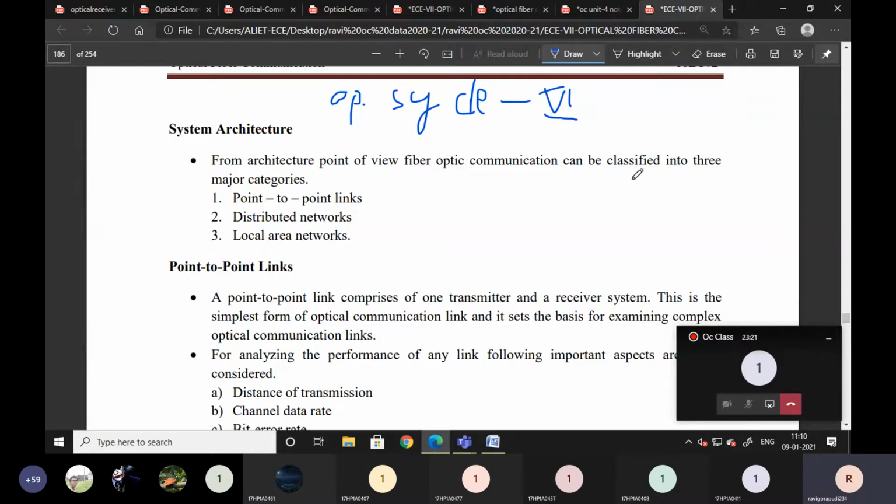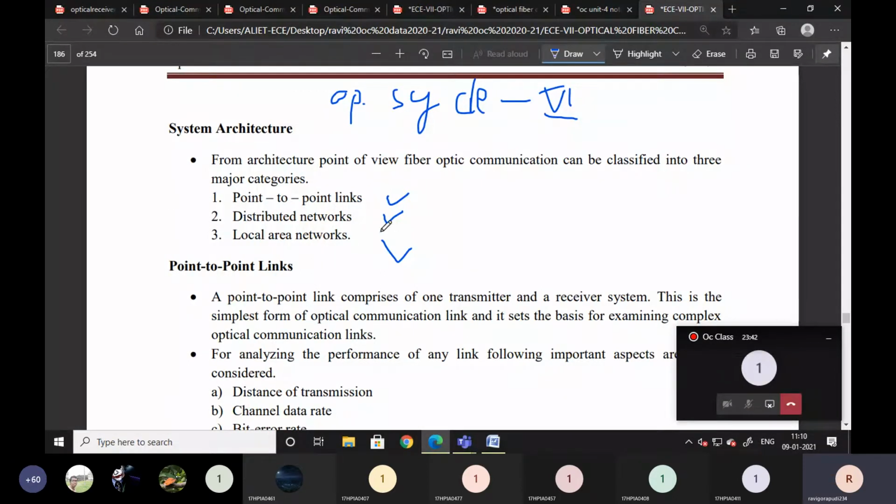Fiber optic communication can be classified into three major categories. One is point-to-point links. Second one is distributed networks. Third one is local area networks. How we can connect from one step to another step, that is a point-to-point link. In the syllabus we have this concept, point-to-point link. Next is distributed networks.